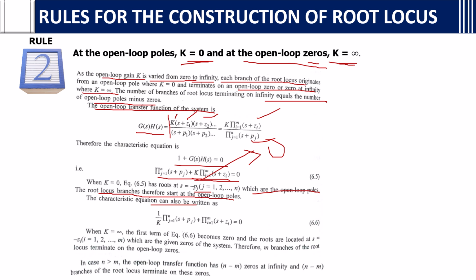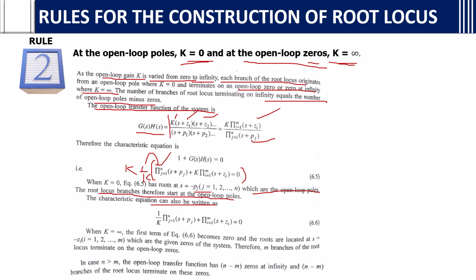The characteristic equation can also be written as 1 by k, product over j equals 1 to n of (s plus pj). Nothing but we are multiplying k to this. So what we can do? Multiply and divide that equation by k. What happens? So this can be multiplied here.